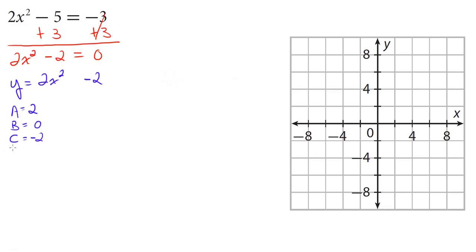And of course, if our C value is negative 2, that tells us that our y-intercept is also negative 2. Let's just go ahead and put that right here, right now. Here's our y-intercept of negative 2. So now let's go ahead and find our axis of symmetry.